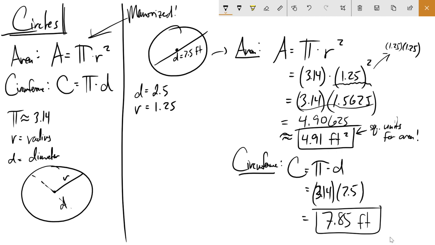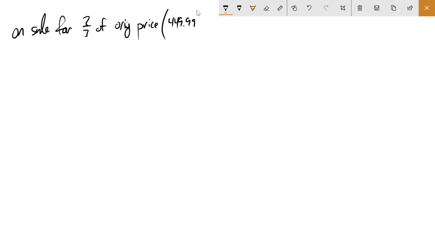All right. Then the last one we covered, it says a computer's on sale. So it's on sale for 2/3 of the original price. And the original price was $449.99. Okay, and I want you to round your answer to the nearest cent. What is the new price?